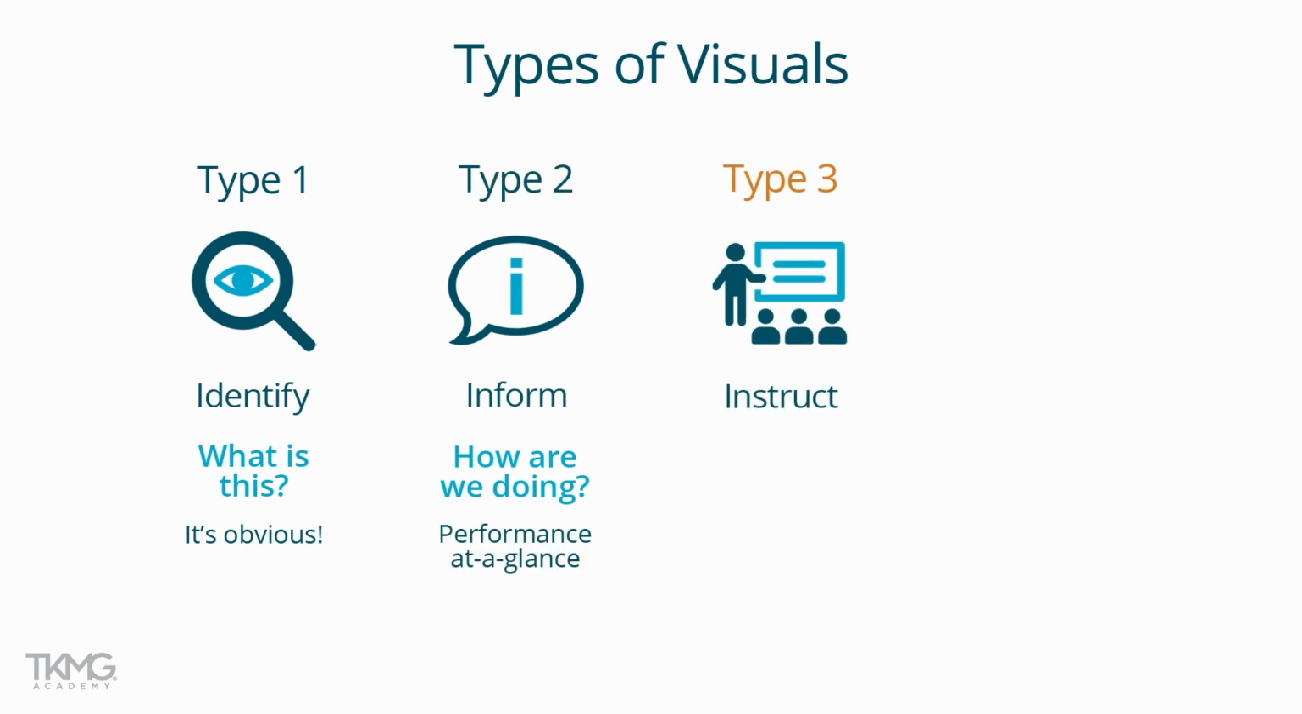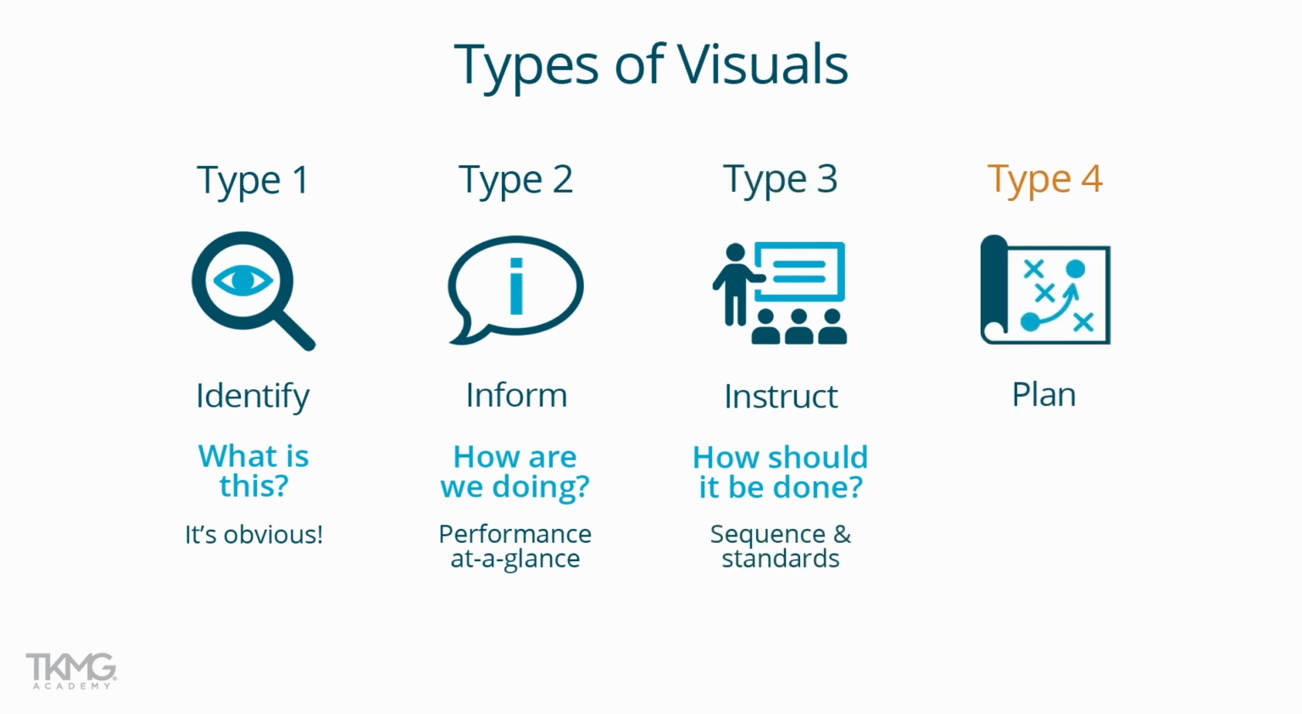Type 3 visuals instruct. They answer the question, how should it be done? They show the specific steps to accomplish work and what's expected. They provide at-a-glance details about the sequence of tasks and the standards for those tasks. And finally, Type 4 visuals are used to plan. They answer the question, what's next? To meet deadlines and prioritize activities, it's essential that everyone's aware of what's to come. When it's obvious, people know what's next and what that means for them.